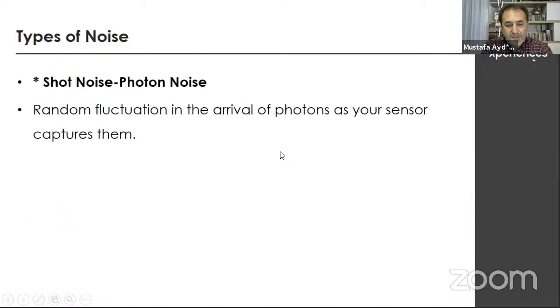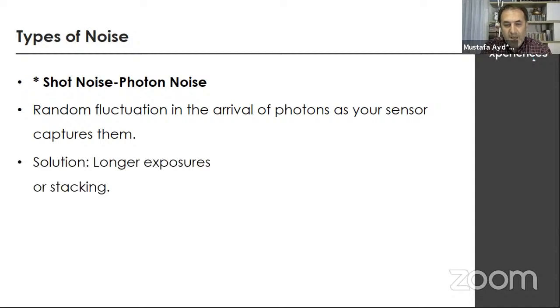Shot noise or photon noise is a random fluctuation in the arrival of photons as your sensor captures them. So when you're exposing your sensor to light and collecting photons, the photons that are coming are not equal all the time, and they are not hitting the same place on the sensor. So this causes shot noise or photon noise. The solution to that is longer exposures and or stacking, or both.